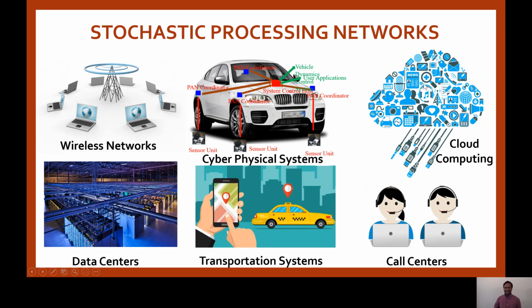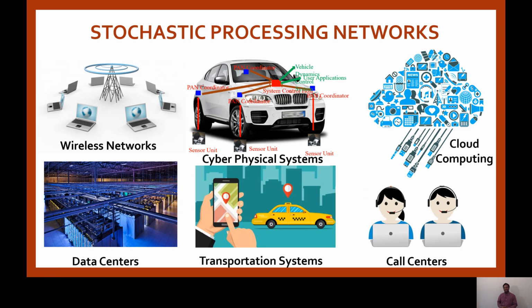So stochastic processing networks arise in a variety of settings. They pretty much arise in any system where there are limited resources and there are jobs that arrive at random and that need some amount of service, and they depart after getting their service. For example, in wireless networks, these jobs could be packets that need to be transmitted. In wired networks, there could be packets that need to be sent to other routers. More generally, we have such resource allocation scheduling problems that arise in cyber physical systems, in cloud computing, manufacturing systems, healthcare, call centers, transportation, data centers, and so on. So there are a variety of applications.